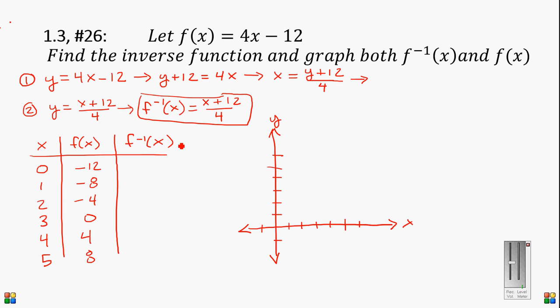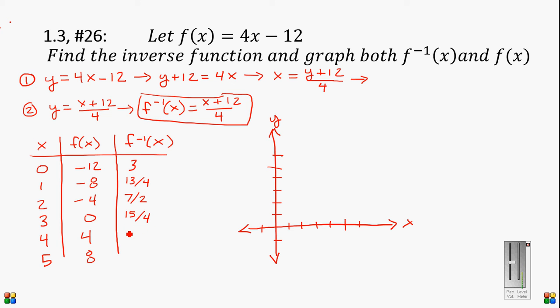Okay, so 0 plus 12 is 12, divided by 4 is 3. And 1 plus 12 is 13, divided by 4 is 13 fourths, and 2 plus 12 is 14, divided by 4 is 14 fourths, or better known as 7 halves. 3 plus 12 is 15. 15 divided by 4 is 15 fourths.